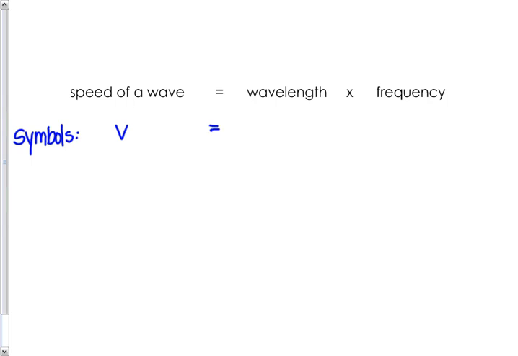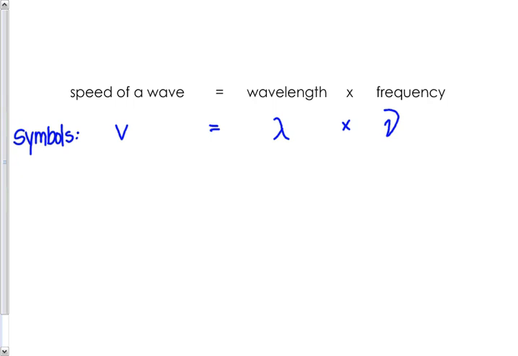V is equal to, now wavelength has a strange Greek letter called lambda. It sort of looks like an upside down Y. Wavelength is lambda, times frequency, which looks like a funny looking V, which we call the Greek letter nu. Wavelength times frequency equals the speed of a wave.